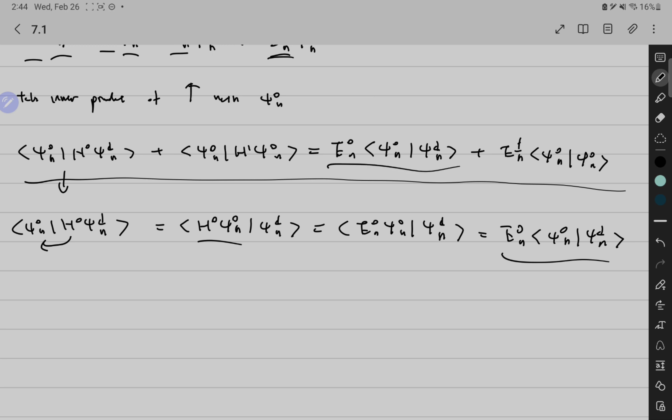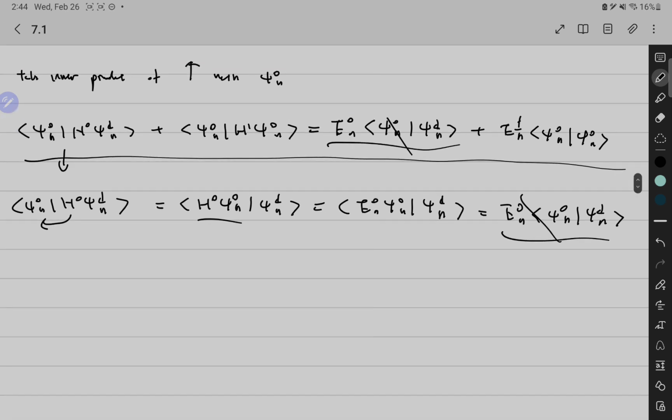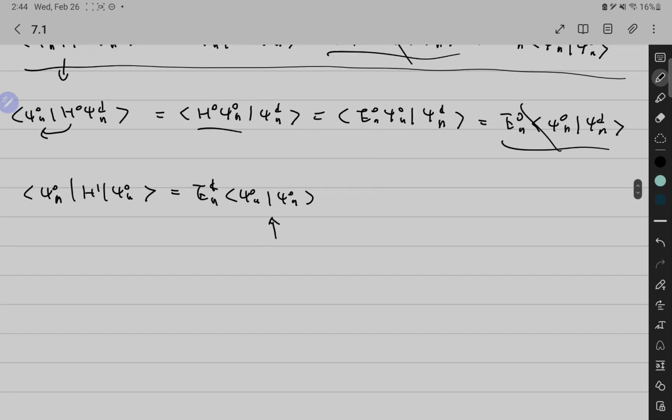So these two are exactly the same, so they cancel each other out. And what we're really left with is ψ0n H' ψ0n equals E1n ψ0n ψ0n, right? And this is just going to be ⟨ψ0n|ψ0n⟩, right? So this is just going to be 1 due to the normalization property. So we just have 1 here.